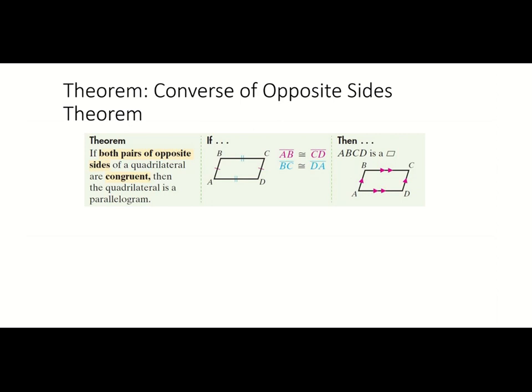That converse basically switches the if and the then. So now we have: if both pairs of opposite sides of a quadrilateral are congruent, then the quadrilateral is a parallelogram. And the important thing to note here is both pairs of opposite sides have to be congruent, not just one pair, but both pairs.